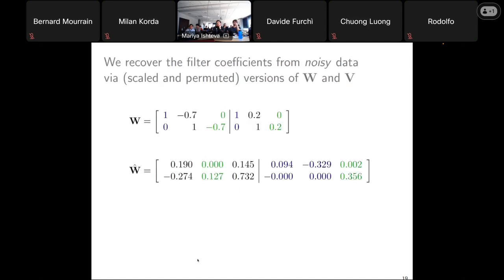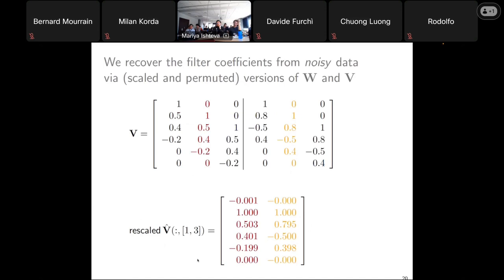So this is what happened with W, and the same thing happened with V. We see that there is some permutation because here I put only the first and the third column, whereas initially they were the second and the fourth. So maybe just the next slide.